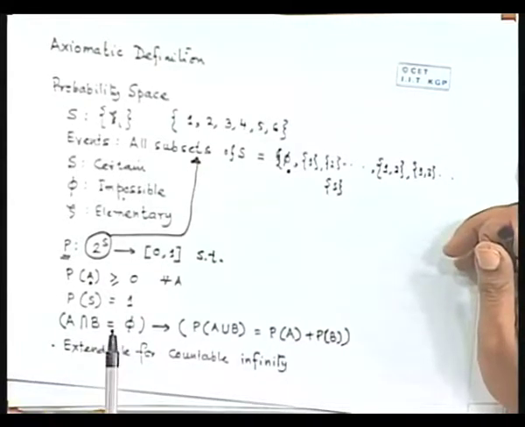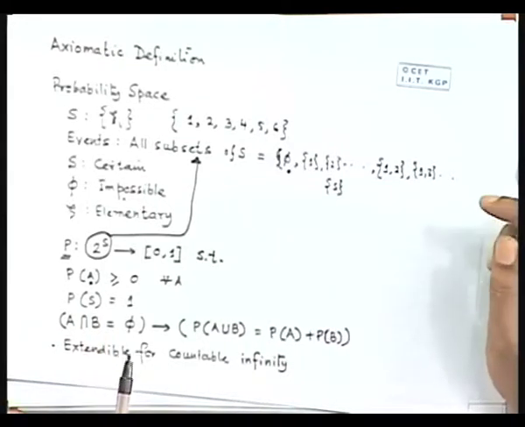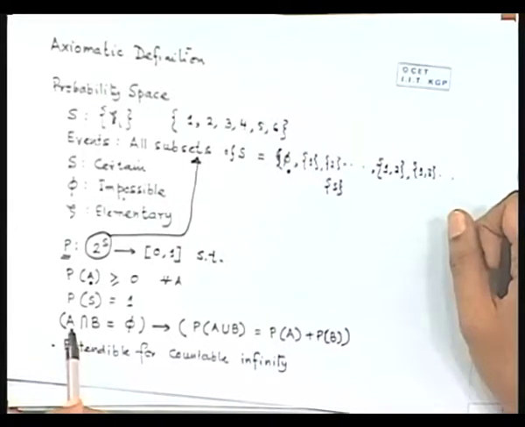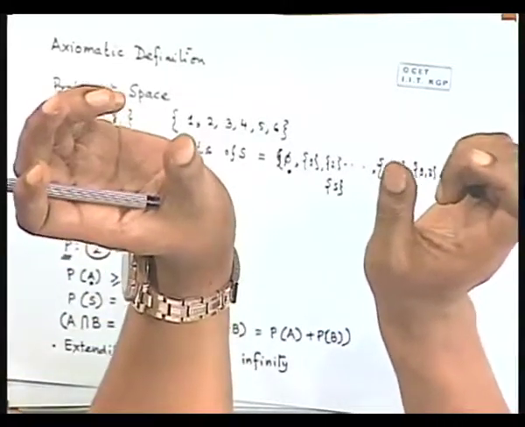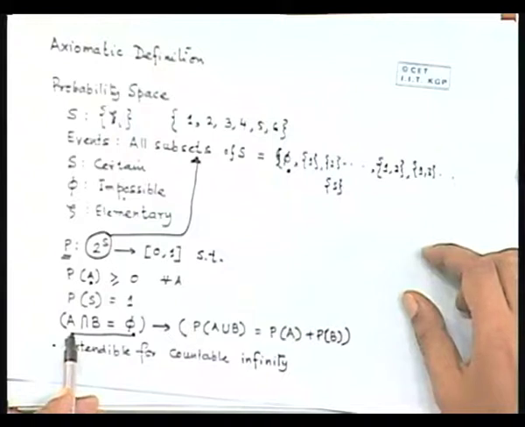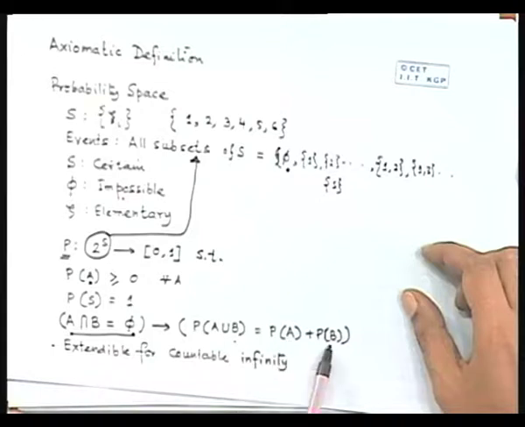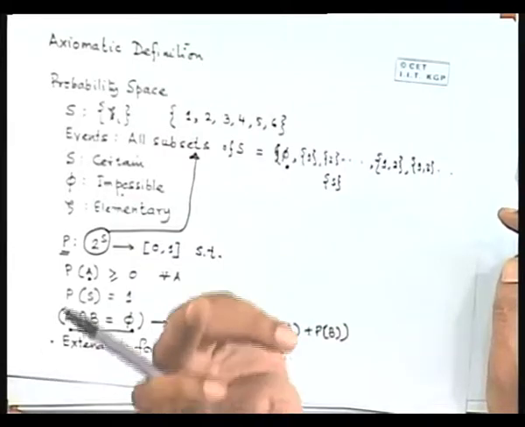Secondly, you must assign it in such a manner that the probability of S must be 1. That must be followed. You cannot make any other assignment for the event S. And if you have two events such that their intersection is null, that is, they are exclusive events. For example, one event is 1 or 2 occurs, another event is 3 or 4 occurs. These are exclusive events. If they are exclusive events, then the probability of A union B must be the sum of probability of A plus probability of B. You must assign numbers to these sets in such a manner.